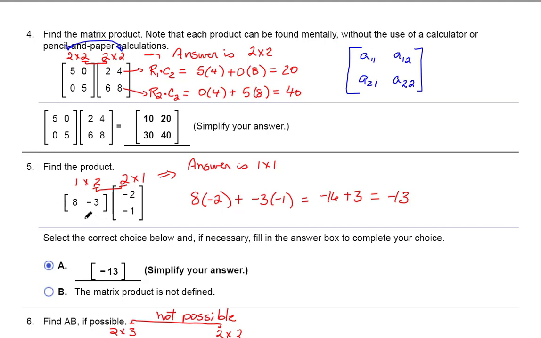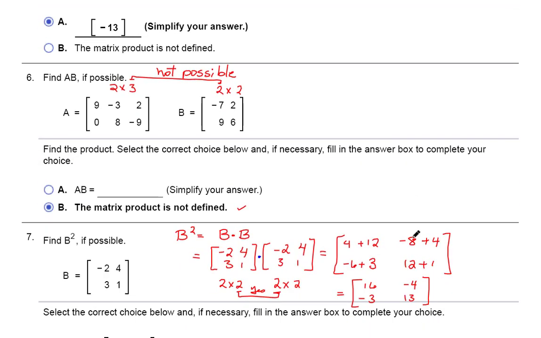Now, what about this one? Let's see, this is 1 row, 2 columns, and 2 rows, 1 column. So the answer is the outside numbers, which is 1 by 1. So it's simply this first row times this column. 8 times minus 2 is minus 16. Minus 3 times minus 1 is a positive 3. Add them up and we get minus 13.